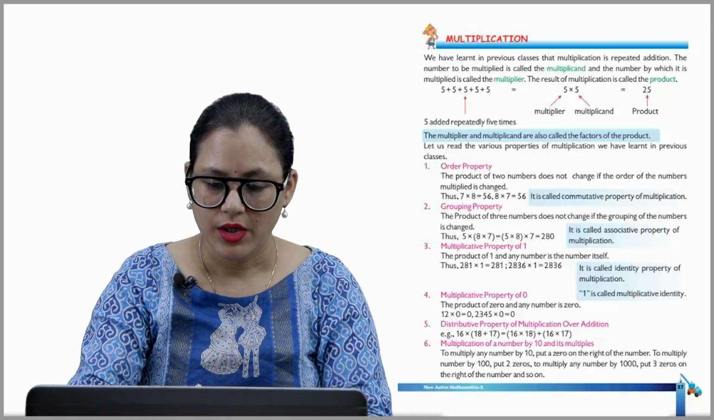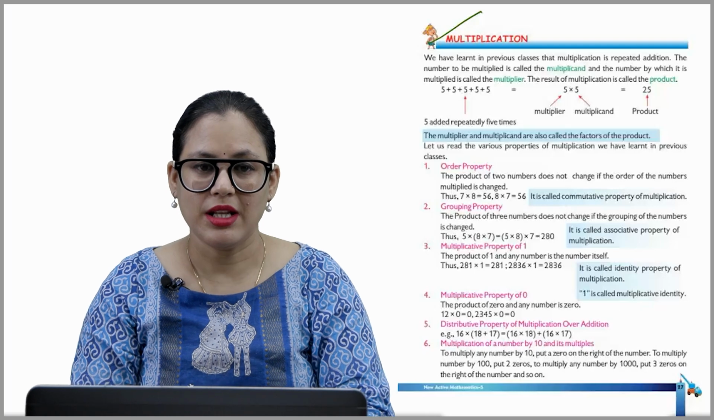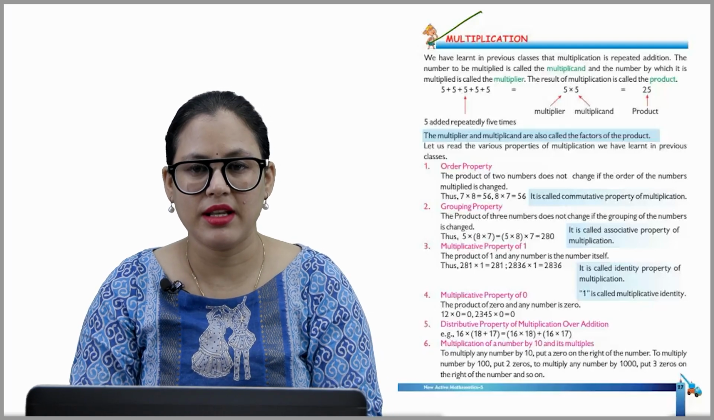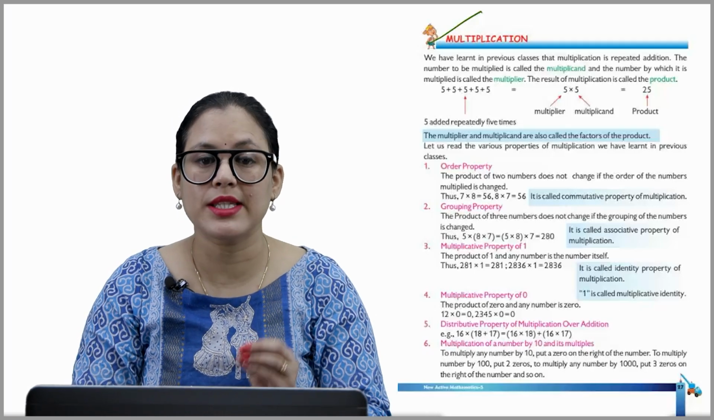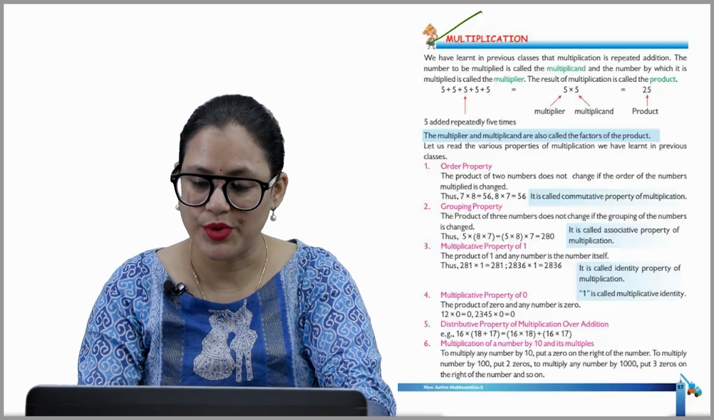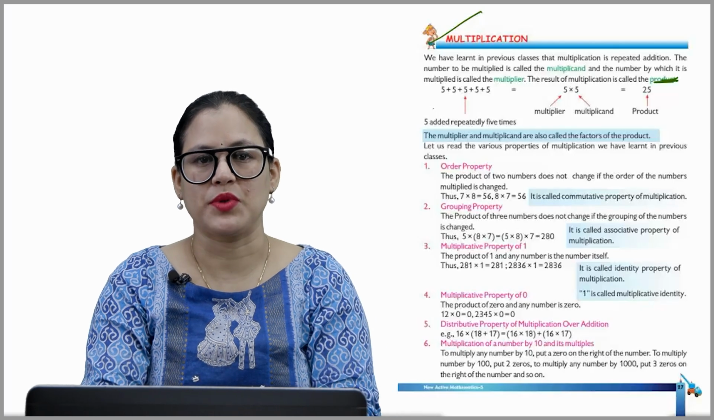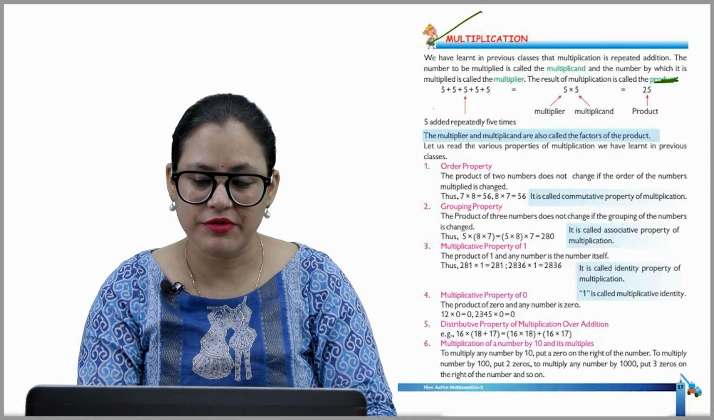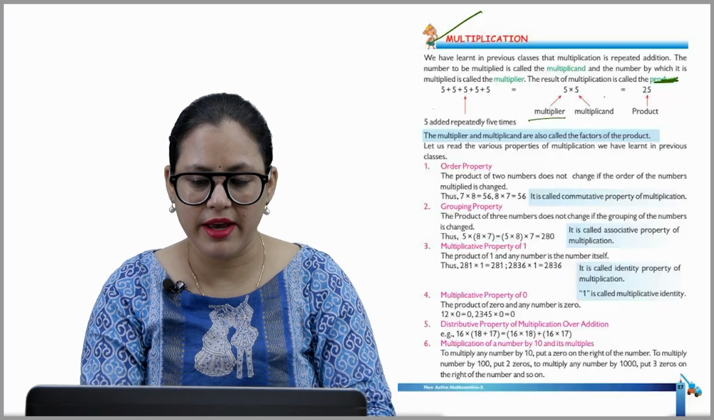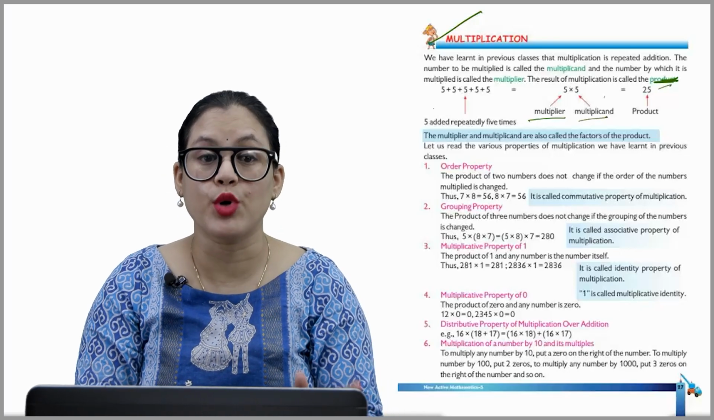Multiplication. We have learnt in previous classes that multiplication is a repeated addition. The number to be multiplied is called the multiplicand and the number by which it is multiplied is called the multiplier. The result of multiplication is called the product. See, 5 has been added 5 times repeatedly. So, we will write 5 into 5. 5 is a multiplier and this 5 is multiplicand and the answer, which is 25, is a product.